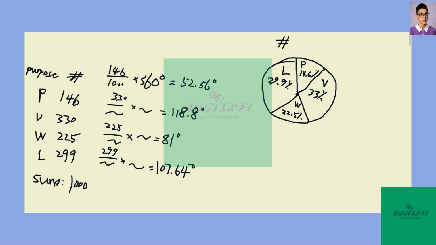exactly the total percentage. So it is our pie chart. And we can see that among all of these reasons, visiting friends gives us the biggest percentage of 33%, which means that a lot of people traveled because they want to visit friends or relatives. And for the first reason, it gave us the least percentage.